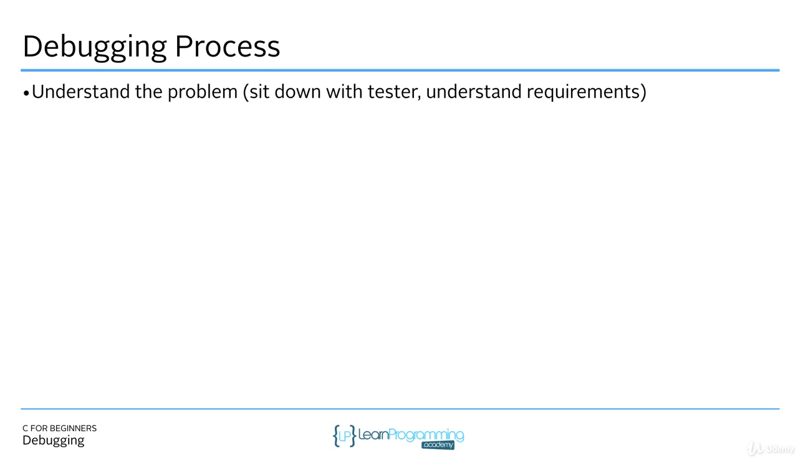The debugging process. The first thing you have to do before you can find and fix any error is understand the problem. This is relatable to don't just dive in and start looking at the code. Sit down with the tester, understand the requirements, understand what's going on. Because if you don't understand what's going on, you shouldn't even attempt to solve it.